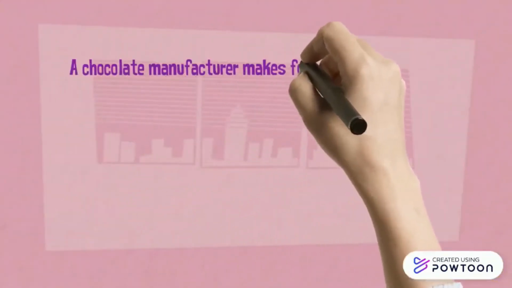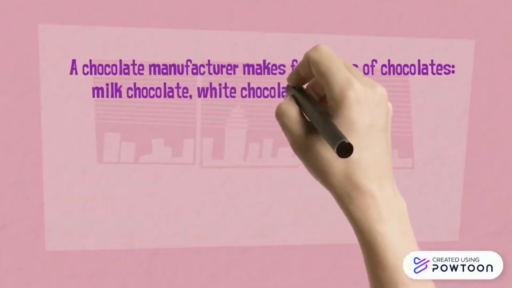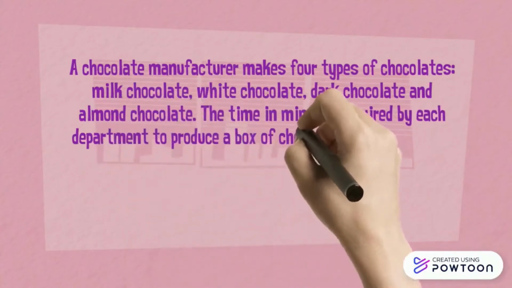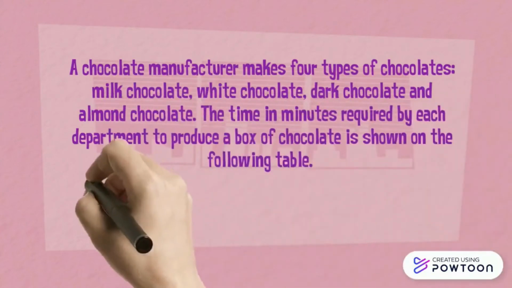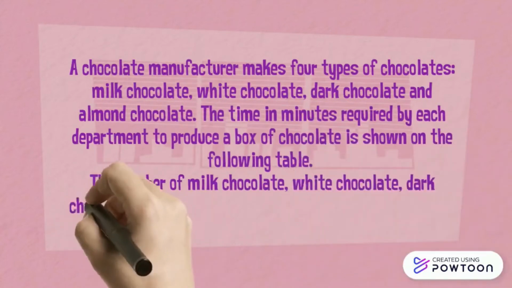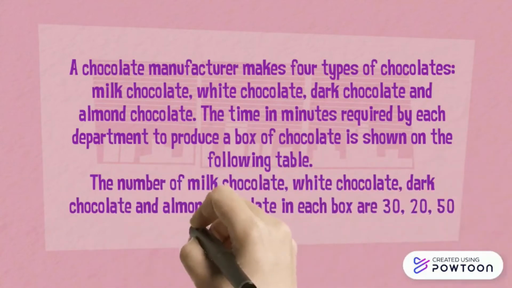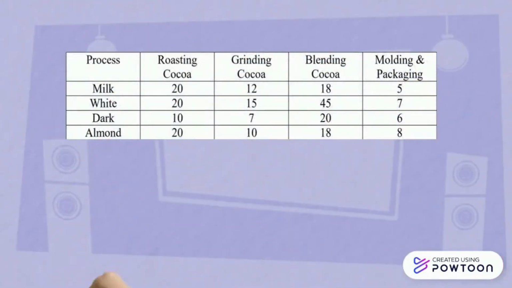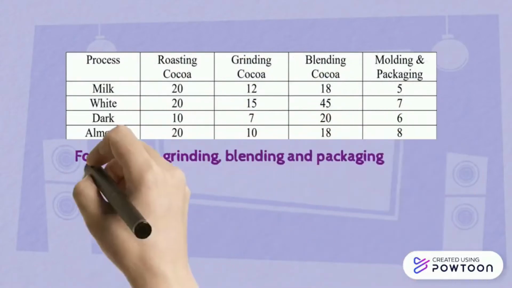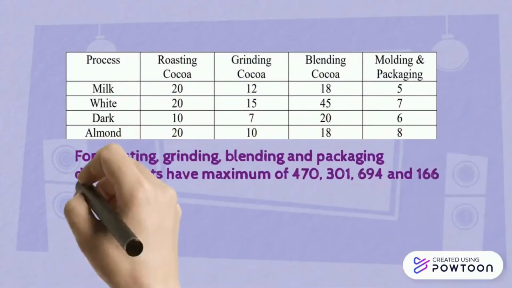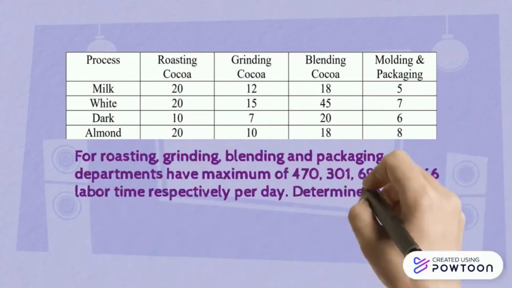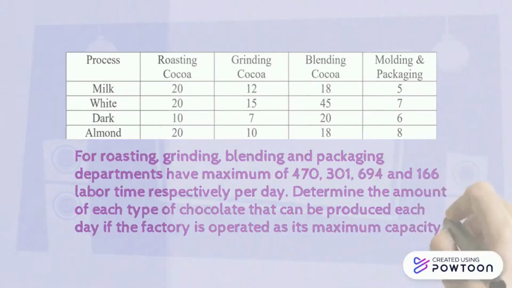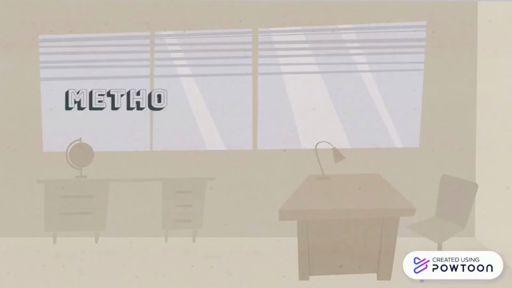A chocolate manufacturer makes 4 types of chocolate: milk chocolate, white chocolate, dark chocolate, and almond chocolate. The time in minutes required by each department to produce a box of chocolate is shown in the following table. The number of milk, white, dark, and almond chocolates in each box are 30, 20, 50, and 40 respectively. The roasting, grinding, blending, and packaging departments have a maximum of 470, 301, 694, and 166 labor minutes respectively per day. Determine the amount of each type of chocolate that can be produced each day if the factory is operated at its maximum capacity. The method that we use to solve the problem is Cramer's rule.